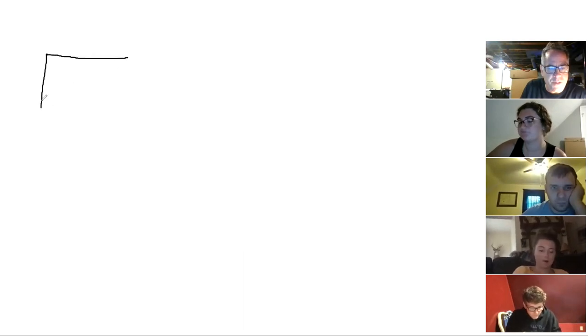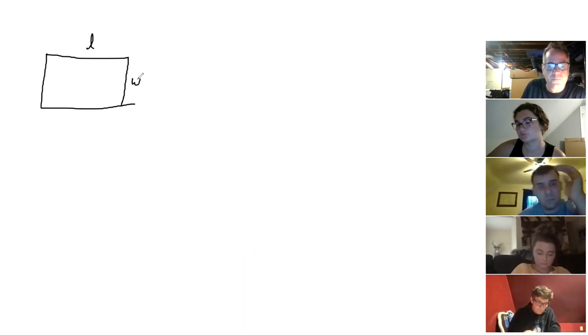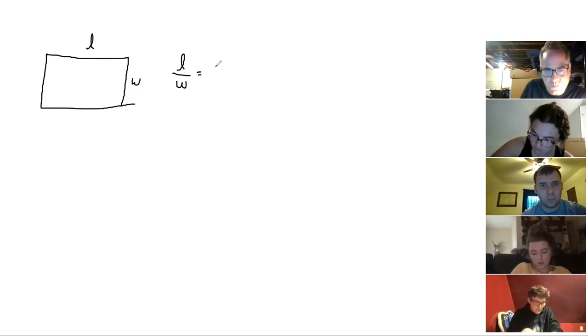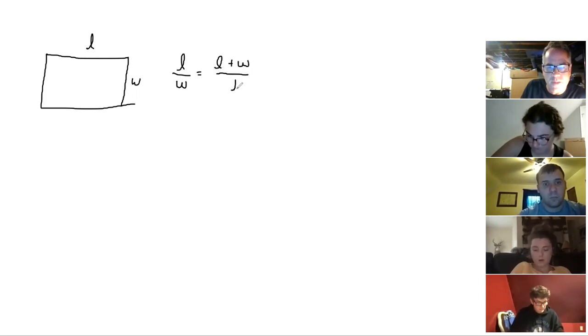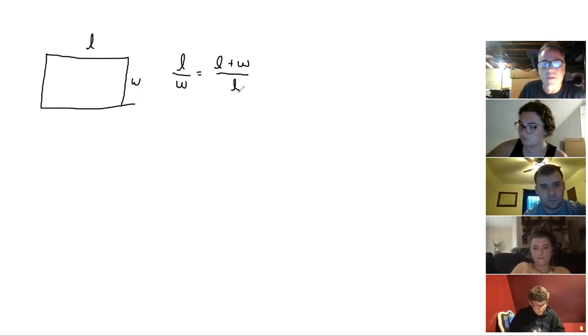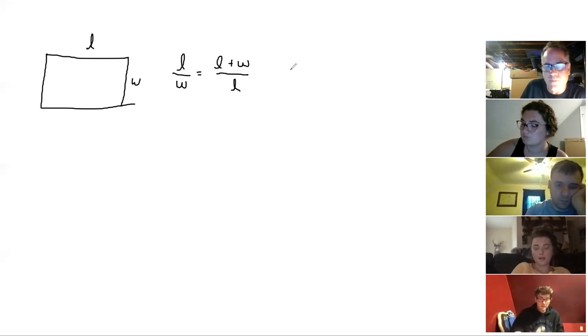So this is how this is done. We assume we have a golden rectangle, with a length and a width. Now, when the length divided by the width is equal to length plus width all divided by length, that's an alternative definition of a golden rectangle. When this proportion is true, the rectangle is golden. And it's through this that we're going to be able to derive that 1 plus square root of 5 over 2.